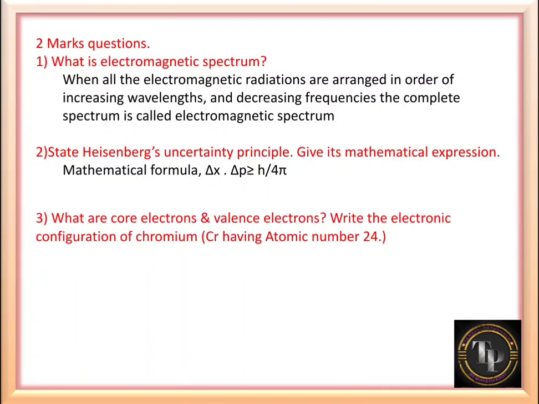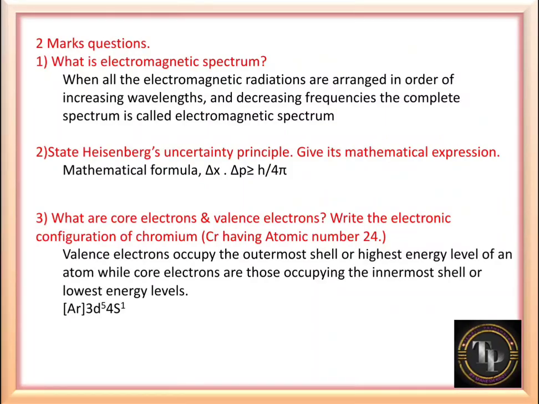Remember, guys, what are core electrons, valence electrons? Core electron means inner electrons, valence electron means outermost shell electrons, that only. See, valence electrons occupy the outermost shell or highest energy level of an atom, while core electrons are occupying the innermost shell or lowest energy levels. Write the electronic configuration of chromium. Again they are asking 3d5, 4s1, already you know.